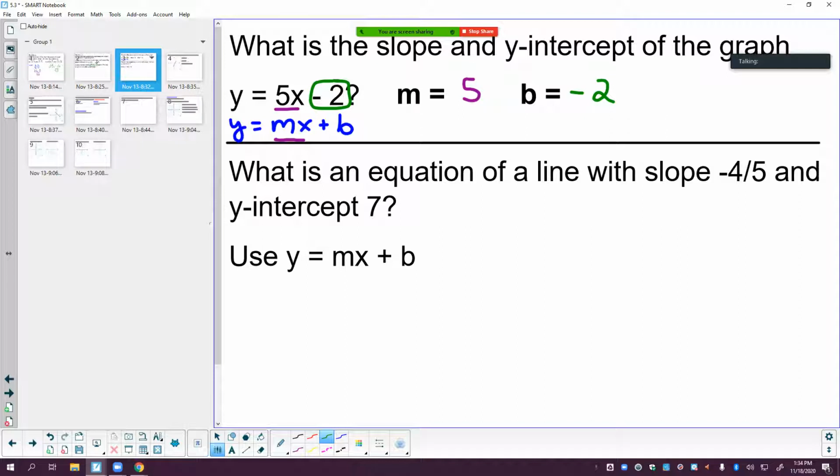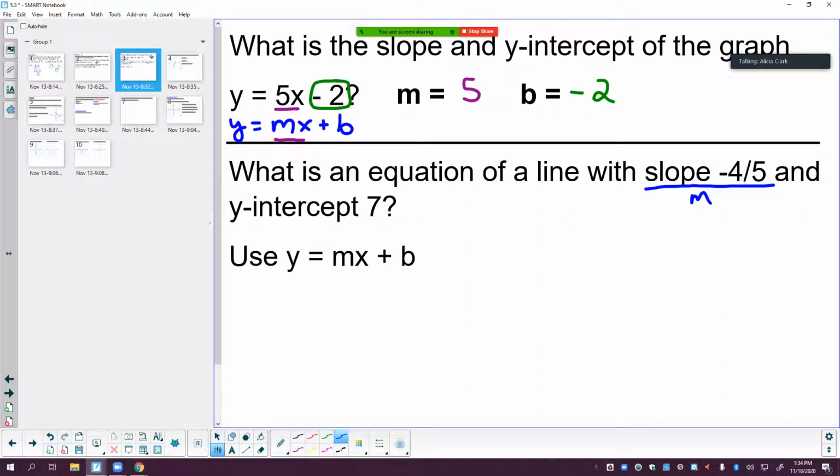Okay. Now, you can also go in reverse. They can tell us what the slope and the y-intercept are, and we can write the equation for this. Okay, so they tell us what's an equation of a line with a slope of -4/5 and a y-intercept of 7. Okay, so slope of -4/5. Okay, slope is represented by the letter m.